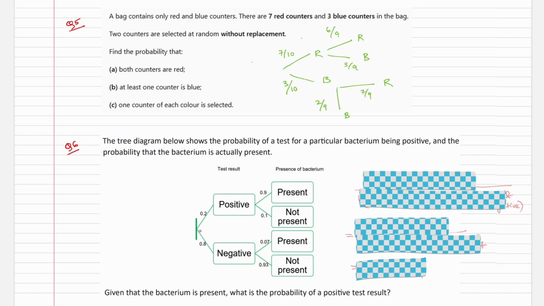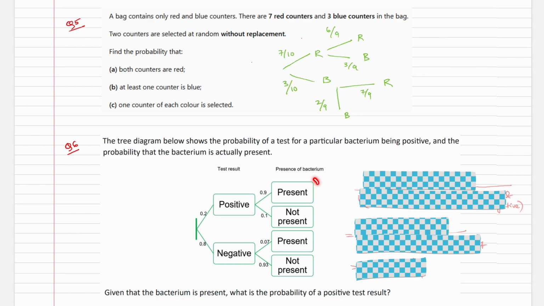The probability of the test showing a negative is 0.8. And when the test shows a negative, the probability that the bacteria is not there, that means the test is correct, is 0.93. The probability of showing a false negative is 0.07. So what do we have to do? We have to figure out the probability given that the bacteria is present. What is the probability of a positive test result?